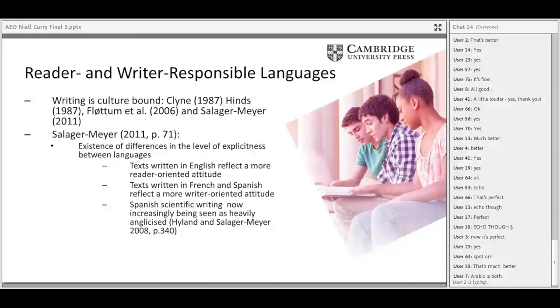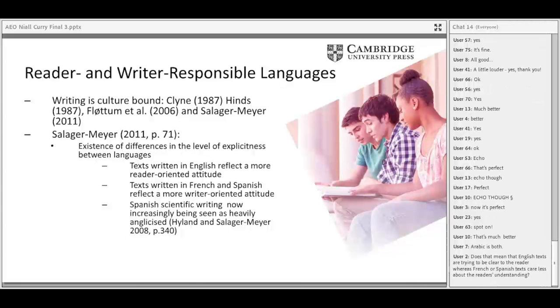And then how would that be useful for learners of each of these languages? In this case, we're thinking about EAP. How would it be useful to learners of EAP to understand and use this information? So effectively what this looks at then is the idea of explicitness in languages and how they interact with their readers.